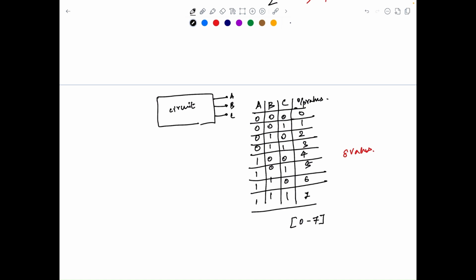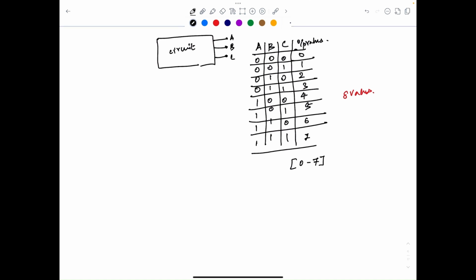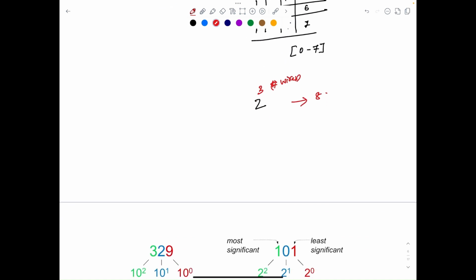So again, the relationship maintains here, right? It's 2 power the number of wires. Number of wires it is. So again, 8 values. So we can generalize this, right?